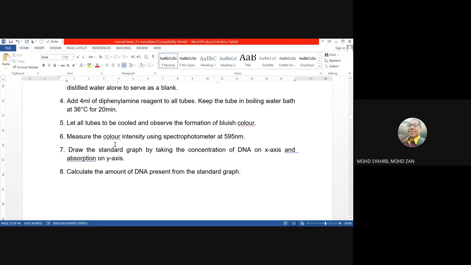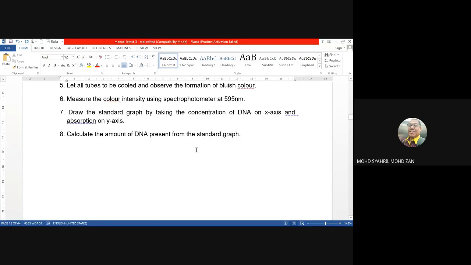And then we have to draw the standard graph. So what is the x-axis and what is the y-axis? So the x-axis is our DNA concentration, and the y-axis is our absorbance. So absorbance represents the wavelength. Calculate the amount of DNA present from the standard graph.